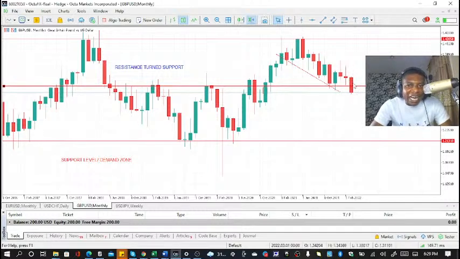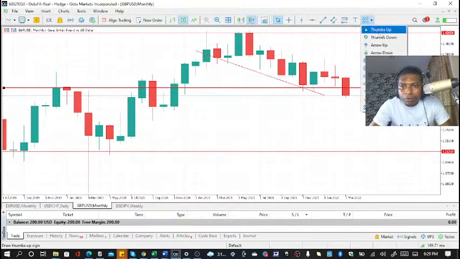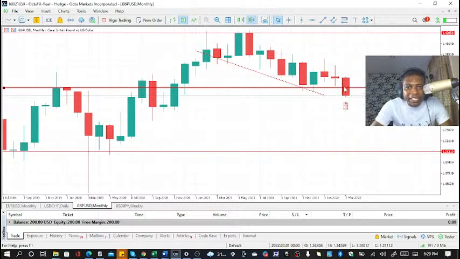So if this candle here, let me make it bigger if possible. Good. If this candle here, let me see if I can get something to indicate the candle I'm talking about. This candle, good. Now if this candle here closes at this level, or closes below this resistance turned support level, then the game has changed again, right?